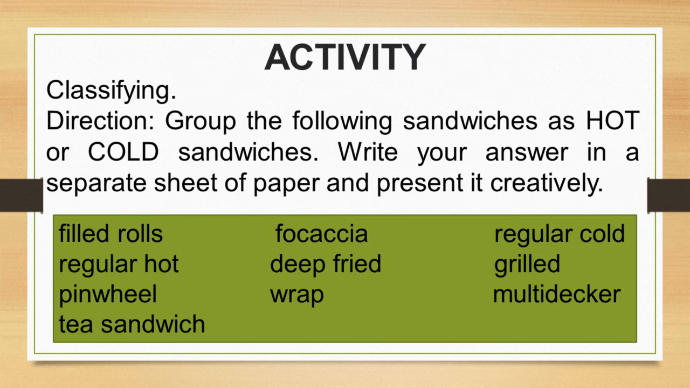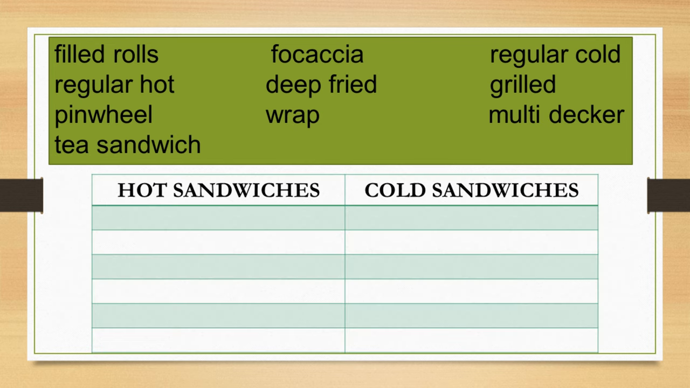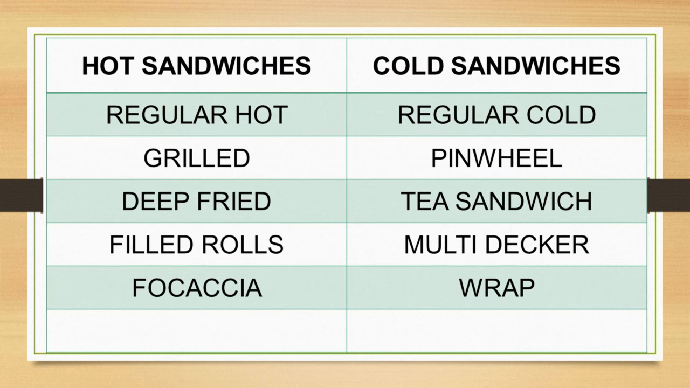Let us proceed to another activity. Classifying. Direction: group the following sandwiches as hot or cold sandwiches. Write your answer in a separate sheet of paper and present it creatively. I hope you got them all right. If not, you may play back the discussions.